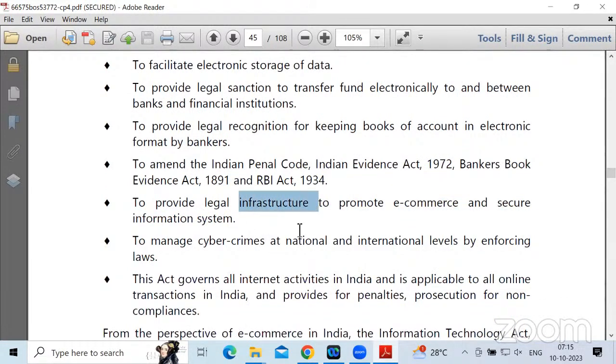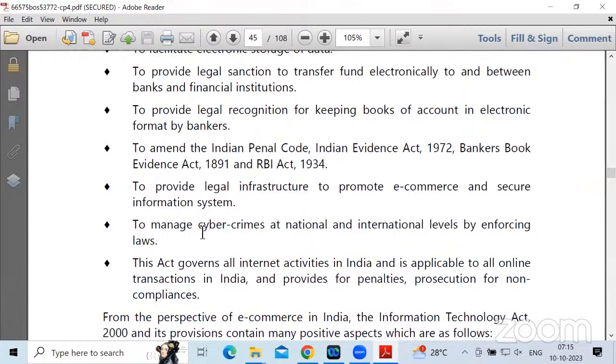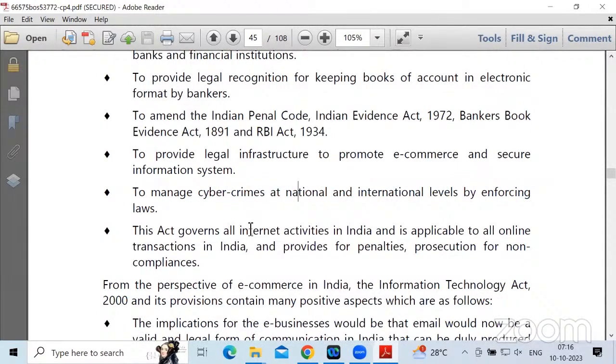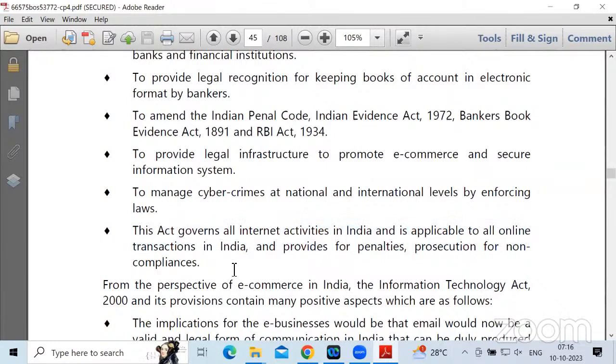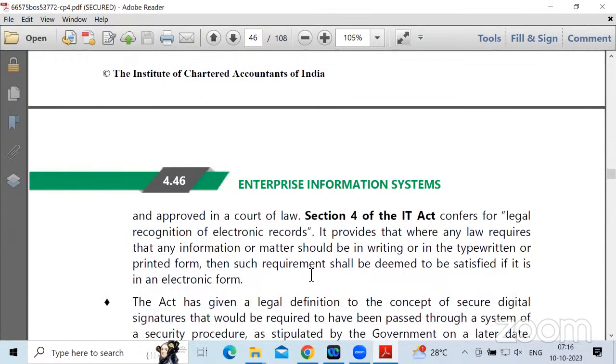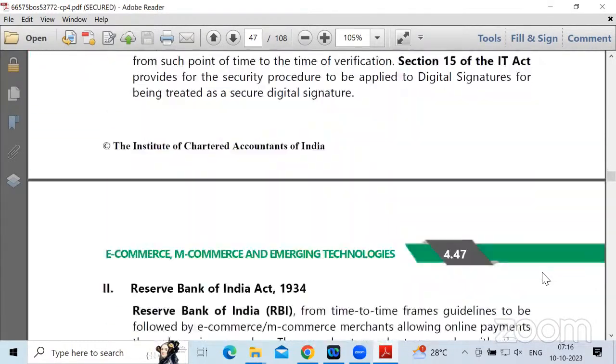Infrastructure here means hardware, software, and other kinds of things. To manage cyber crimes at national and international levels by enforcing law. Lots of cyber offenses occurred. There are lots of cyber offenses being committed from India and outside India in Indian computers, and that has to be punished or penalized. This Act governs all internet activities in India and is applicable to all online transactions in India and provides for penalties, prosecution, and non-compliances. So these are all the 10 points for which the Act came into existence. So just go through that.